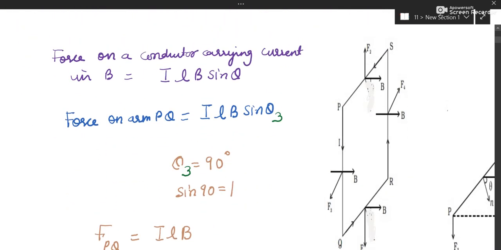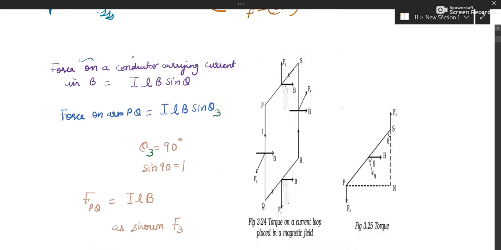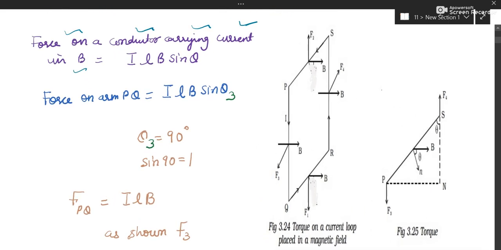Now the proper derivation will begin. Okay, so let us see. Force on a conductor carrying current in magnetic field. So this we know, the basic formula is ILB sine theta. So there are 4 arms. So I am talking about one by one. This is PQ. This is force on arm PQ.